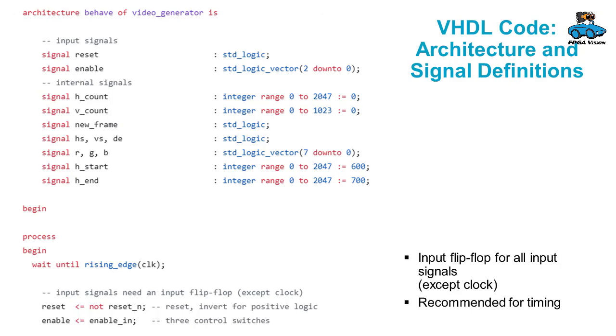To complete the VHDL code, we need the beginning of our architecture. This is given here. So we have the architecture and the signal definitions. Here is the process that is required for synchronous logic. We have here wait until rising edge from clock. So everything that comes behind this statement is synchronous logic. And what we do first here is that we have input flip-flops for all the signals. This is recommended to have proper timing.